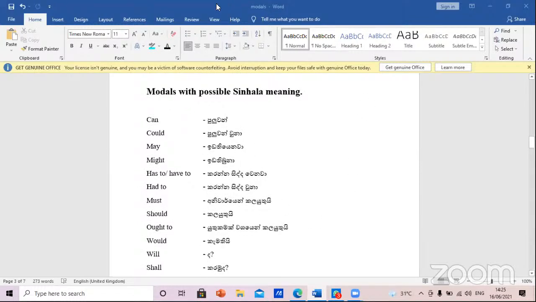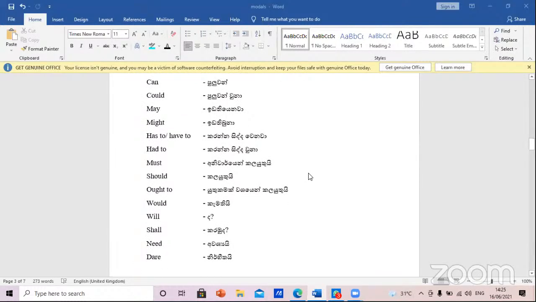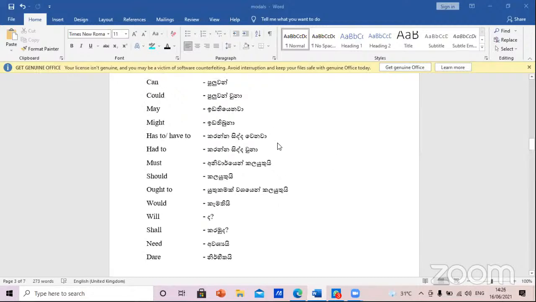Can means pulwan, could means the past tense. May means there is a possibility, might is the past tense. Has to, have to means you are required to do. Had to is the past tense. Must means certainly must do, should, ought to. Would, will, shall, need, dare. These are not the exact meanings in Sinhala.